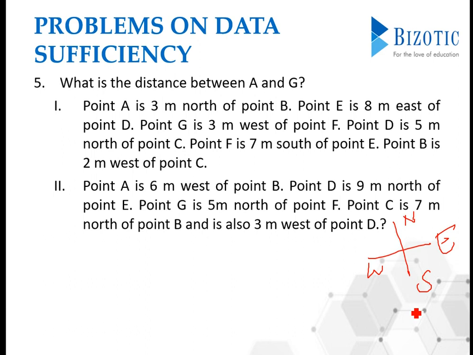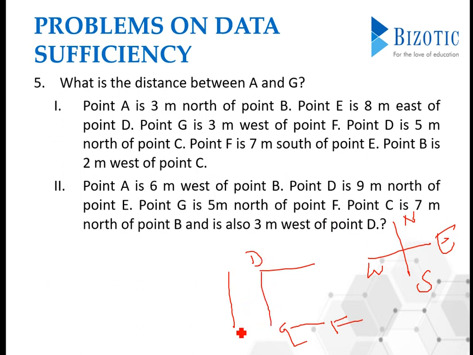Now point A is 3 meter north of point D. So it will be somewhere here. Point E is 8 meter east of D. So from here you have point E from point D, which is 8 meter. And then point G is 3 meter to the west of point F. Okay, so let's take F here, and to the west you have G. Point D is 5 meter north of point C. So this point is 5 meter north of point C.